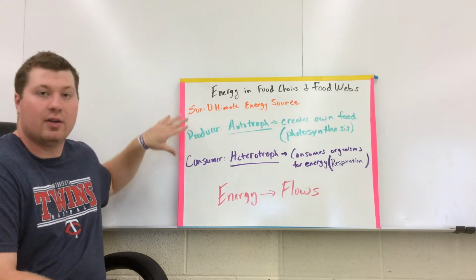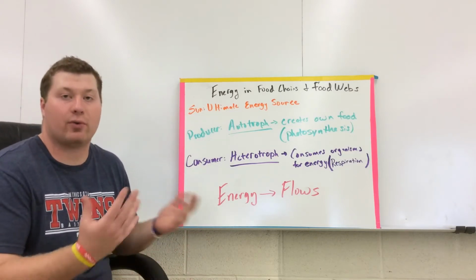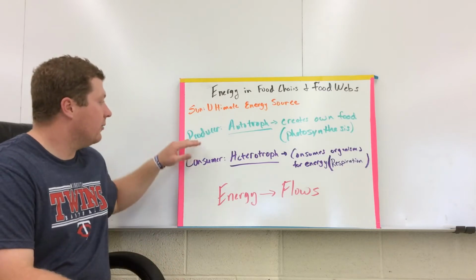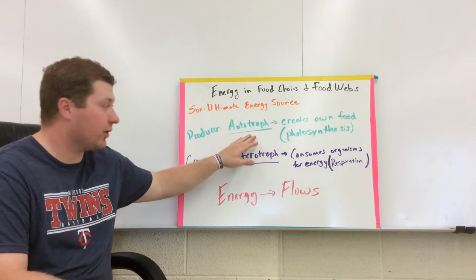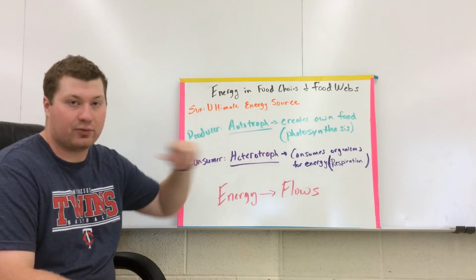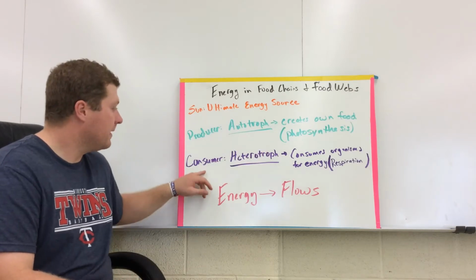Obviously, the sun. The sun is the ultimate source of energy for our Earth and for any ecosystem on Earth. We have a term called producers. Producers are also known as autotrophs. Basically, they create their own food. Generally, this is done through photosynthesis.